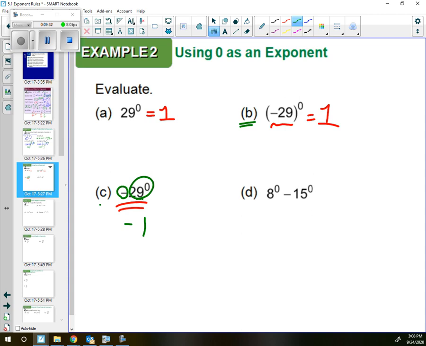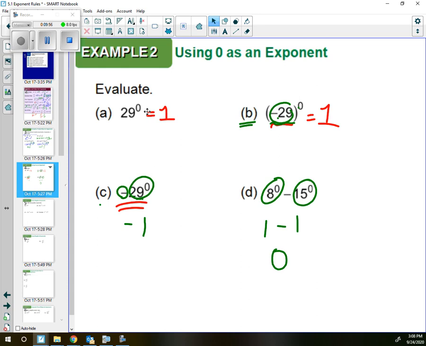Letter B is different than letter C. In letter B, my whole base had the negative in there. Anything to the 0 is just 1. If the negative's on the outside, it turns that answer negative. Anytime you have a negative on the outside, it makes your answer negative. All right, how would you do letter D? Well, what's 8 to the 0? 1. What's 15 to the 0? 1. 1 minus 1? Nothing left. So you can do operations with these as well. Just be careful about what your base actually is. Is the negative sign included as part of the base or not?